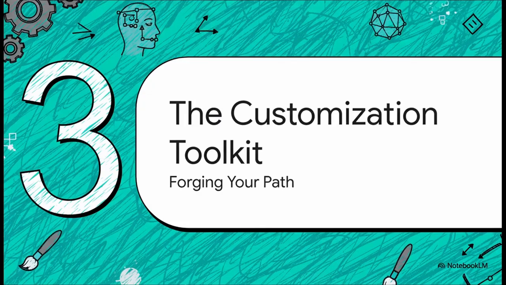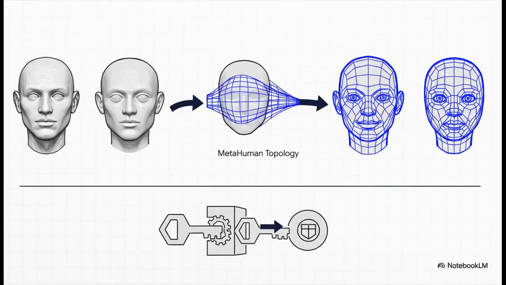Okay, so we get it. It's complex. So the big question is, how in the world do you change anything without the whole thing just exploding? Well, that brings us to the customization toolkit. A bunch of amazing tools have popped up to help us forge our own path. Now, a lot of the time, your journey is going to start right here with something called topology wrapping.